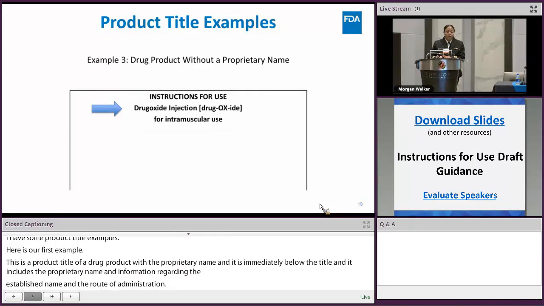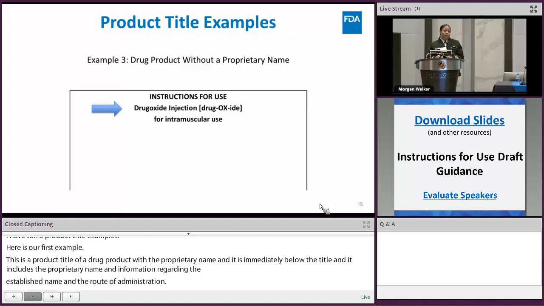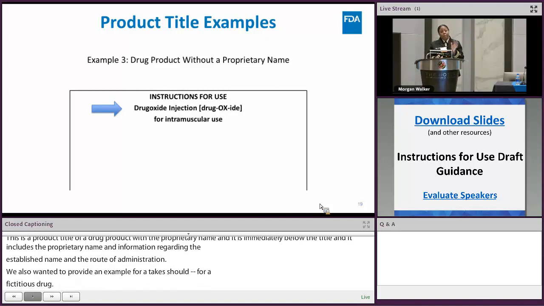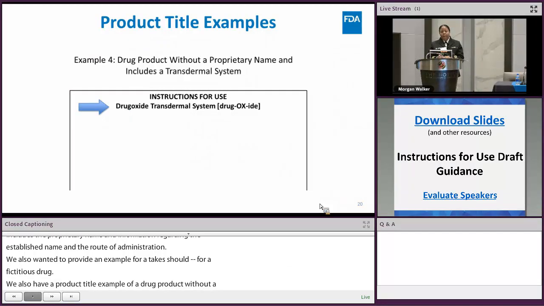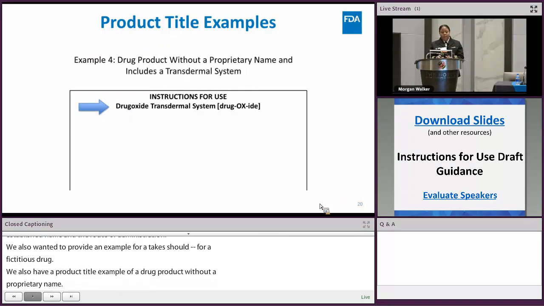We also have a product title example of a drug product without a proprietary name because we review products with both proprietary names and non-proprietary names. And we also wanted to include an example of a product that had a transdermal system as a component, as we wanted to point out that the transdermal system is part of the name of the drug.